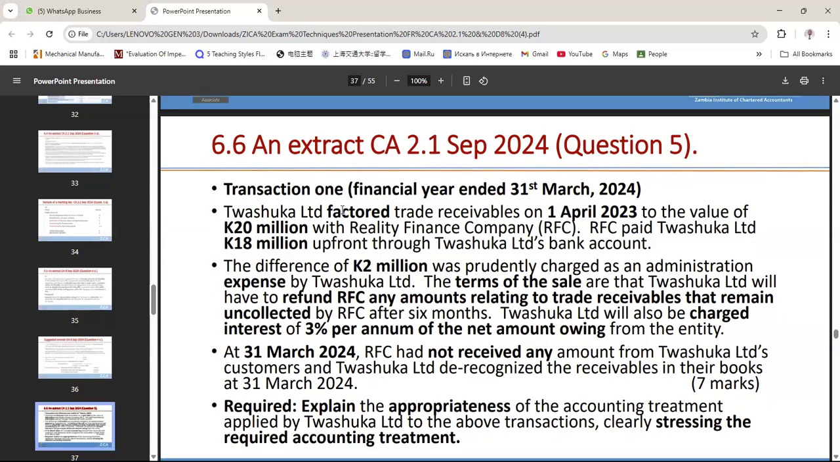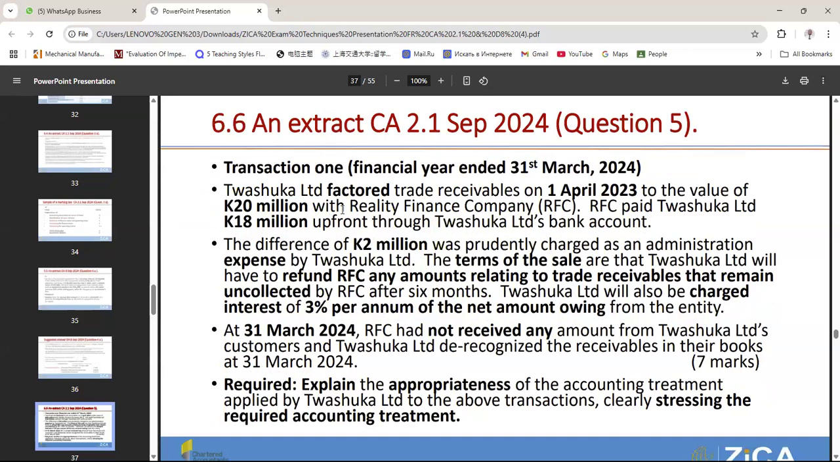We only derecognize when substantial risks and rewards are transferred to another party. So if you check here, the risks and rewards were not transferred. They had a financial asset of 20 million. Then they got 18 million from the factor, but the risks and rewards were not transferred. So what they did, derecognizing, was wrong. So what was tested here: a financial asset is only derecognized when substantial risks and rewards have been transferred from the reporting entity to the factor. That's why they said, explain the appropriateness.